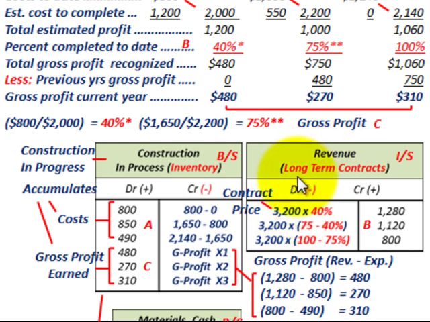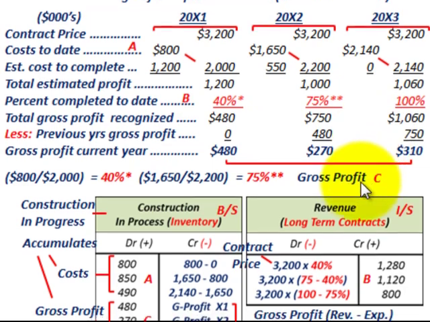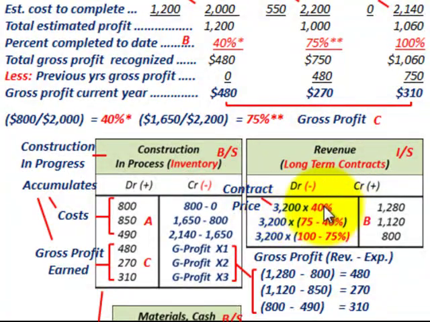So for our revenue account, all we do is take the contract price. Let's go up and look at that. That was $3,200,000, or I'm referring to it as $3,200. You can see on our chart that it's constant for each of those years. That's the contract price, $3,200. So for the first year, we would have realized 40% of that $3,200. Remember, we calculated the percent completed to date, 40% for this first year, times 3,200. That gives us 1,280.